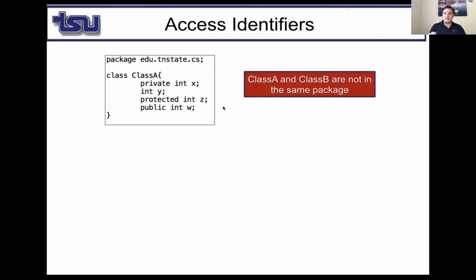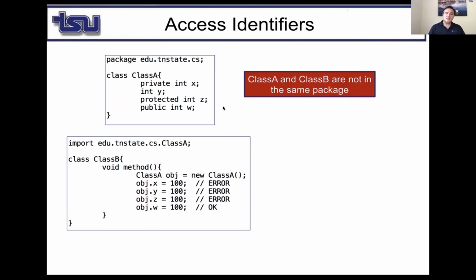And assume that I have another class, class B, and class B is not in the same package as class A. In other words, in order to use class A, first I import the package that it's in. Remember, in order to use Swing, I did import javax.swing for JOptionPane. In order to use Scanner, we have to import java.util.Scanner. Similarly, assume class A is in this package, and I import that package edu.tnstate.cs.ClassA. Class B can use class A now, even though class A is not in the same package.